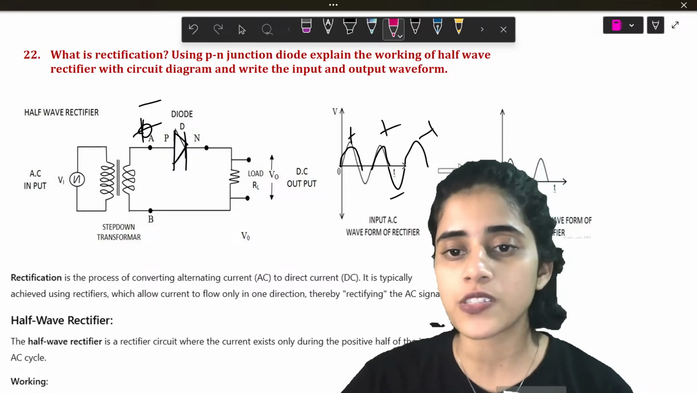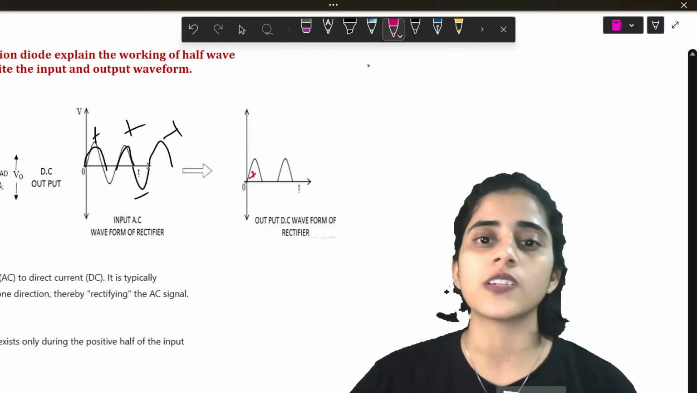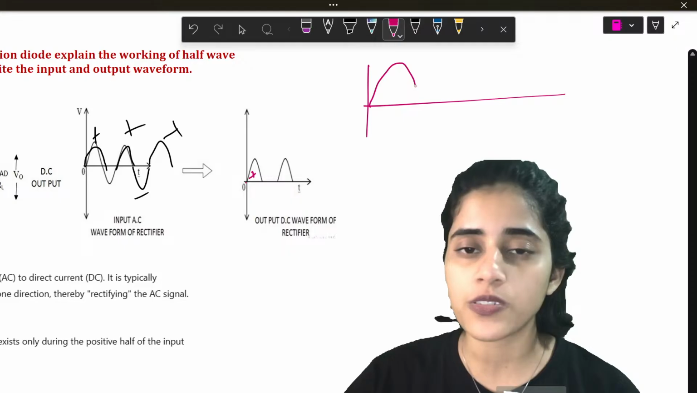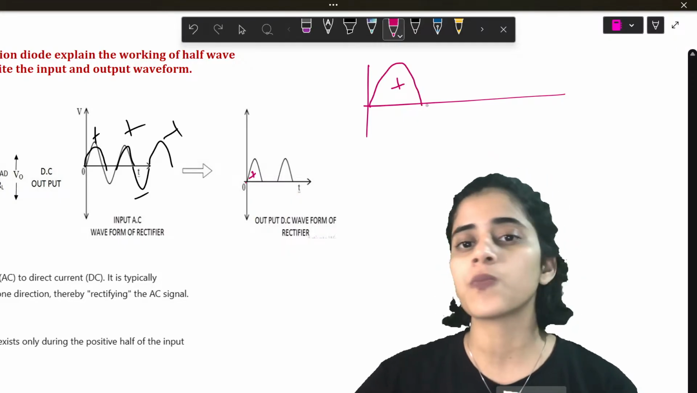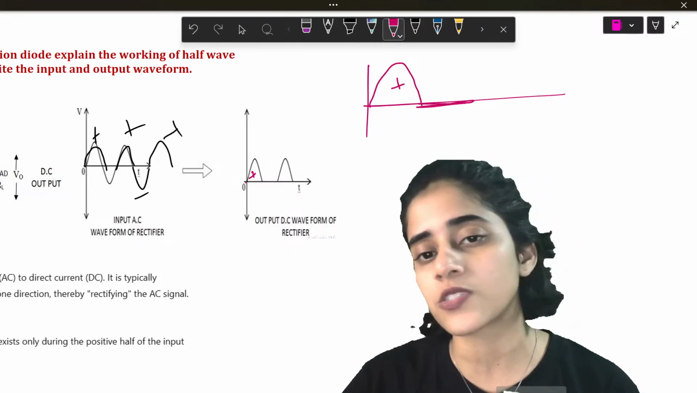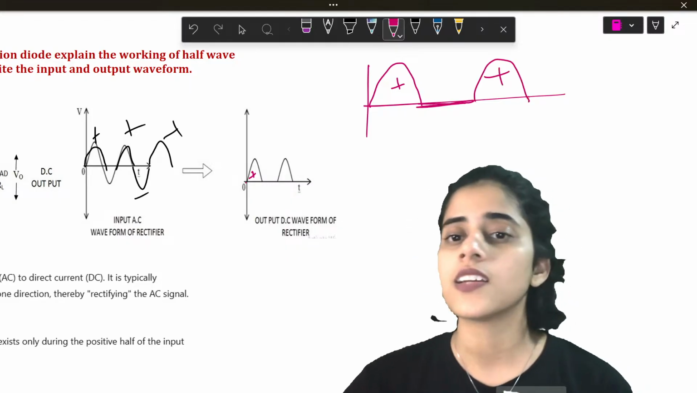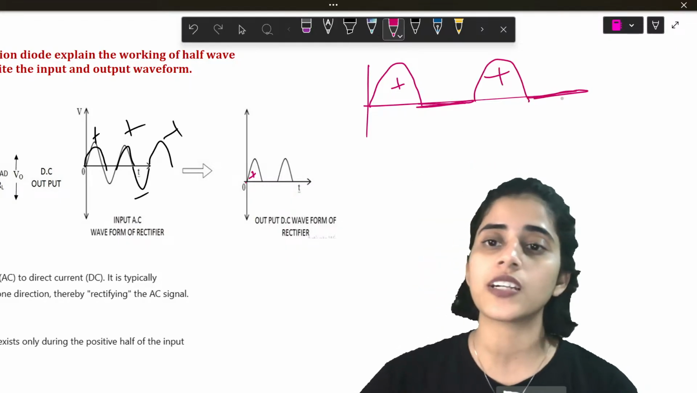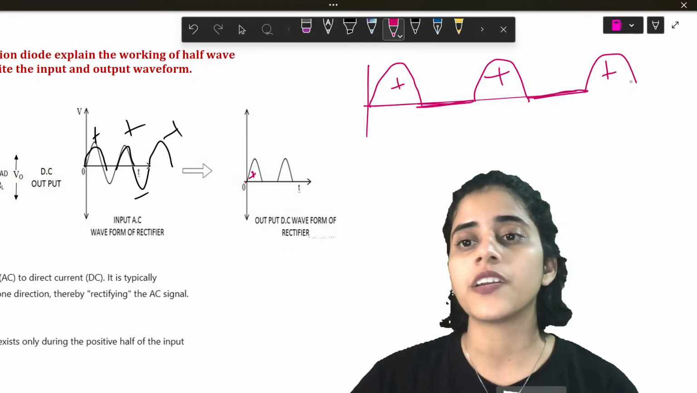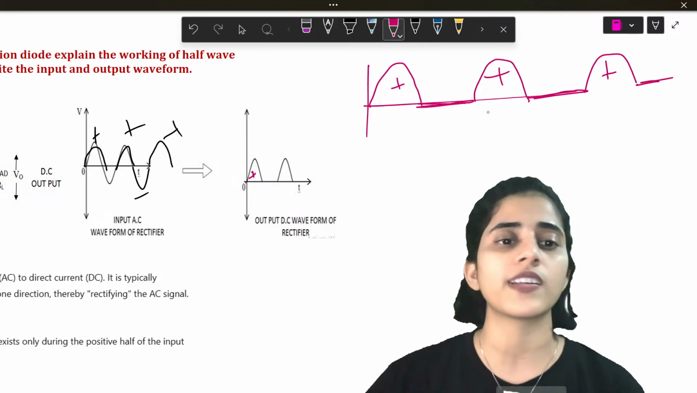So when A is positive, okay, I will draw it here. So when A is positive, output is there. When A is negative, the diode does not conduct. Again, when A is positive, diode conducts. A is negative, diode does not conduct. A is positive, diode conducts. It just keeps on moving like that.